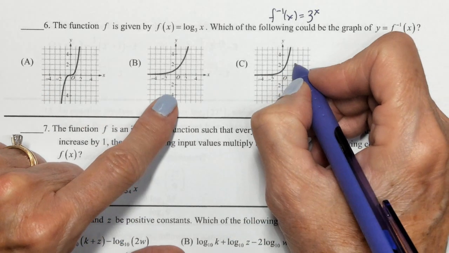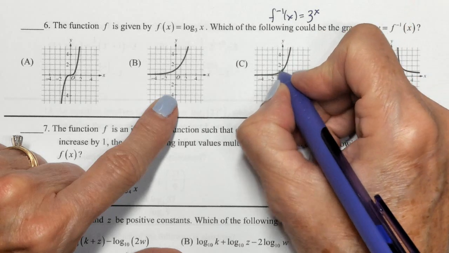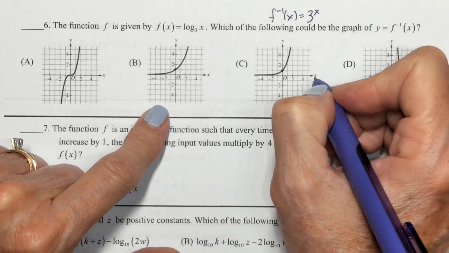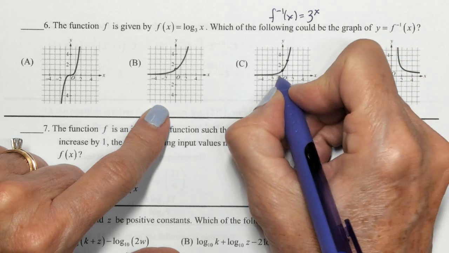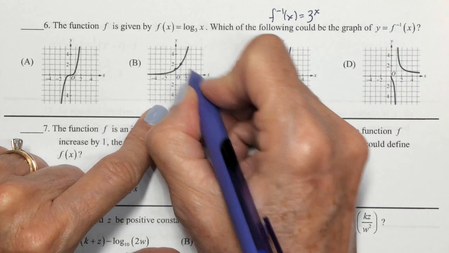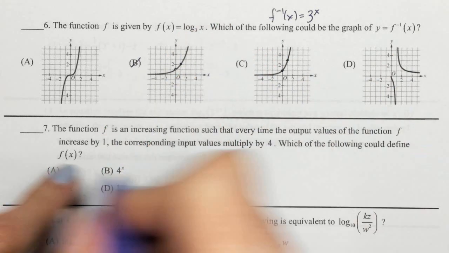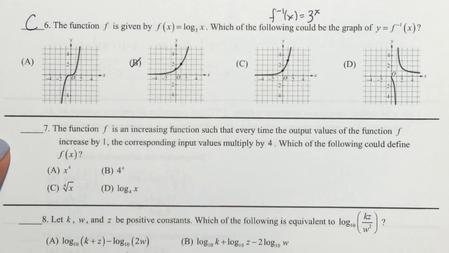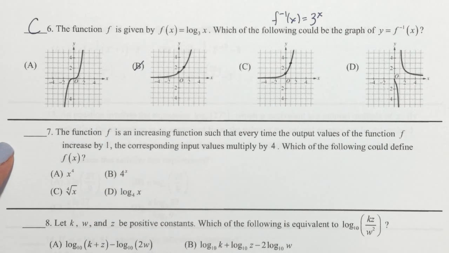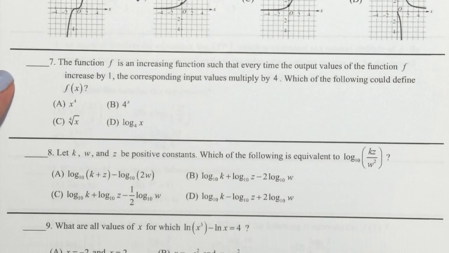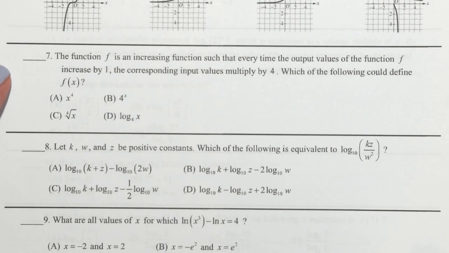So 3 to the x would go through the point 0, 1. Both of them do. And it would go through the point 1, 3. That one does. This one does not. So not B, it has to be C. Nice question. Also asking, once again, does the student know that log and exponentials are inverses of each other? Very important to them, clearly.